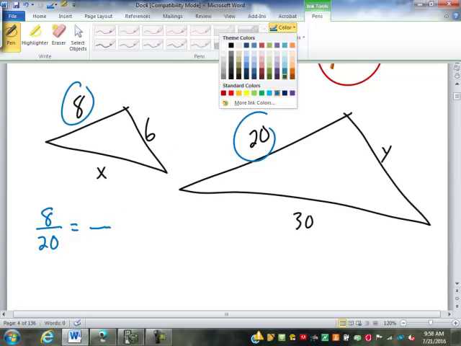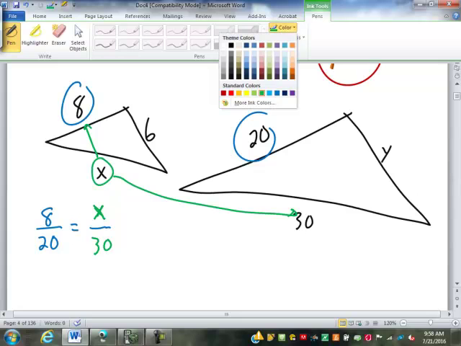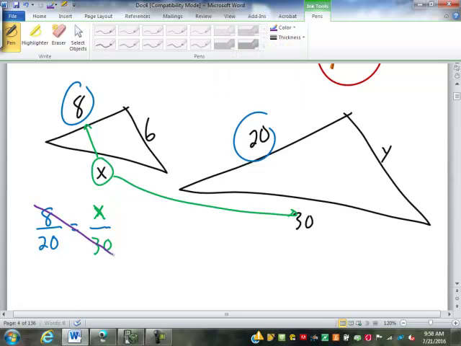Now for finding x, where does x go? X is in the same triangle as the 8. So x has got to go on top with the 8. What goes below the x? It corresponds with the 30 from the other triangle. So now if we cross multiply and divide, 8 times 30 divided by 20, x has to be 12.